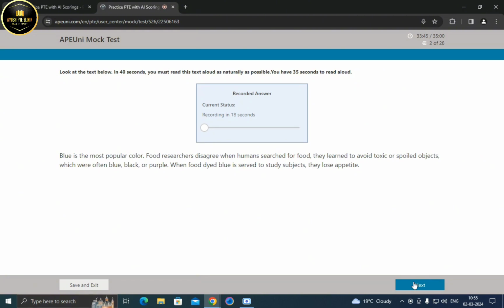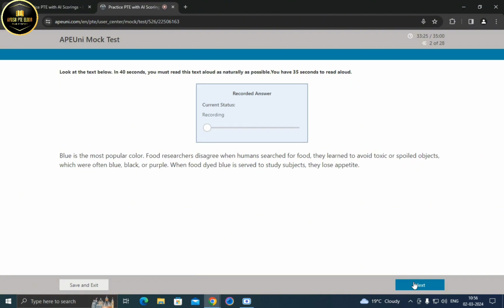Blue, most popular color. Researchers disagree. Humans searched, learned, avoid toxic, spoiled objects. Often blue, black, or purple. Food dyed blue served study subjects. They lose appetite. So as soon as you're done, just start speaking.